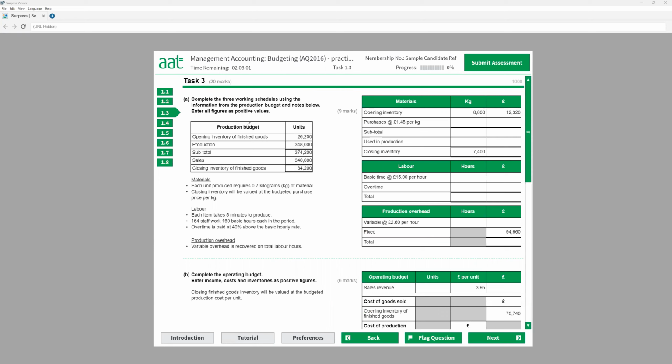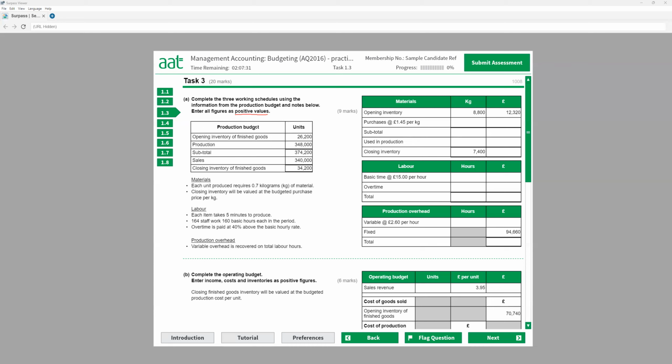So let's read this additional information we have. Complete the three working schedules using the information from the production budget and notes below. Enter all figures as positive. That means even the closing inventory, which is normally a negative figure we take away, we're still going to show as positive because the question says positive.